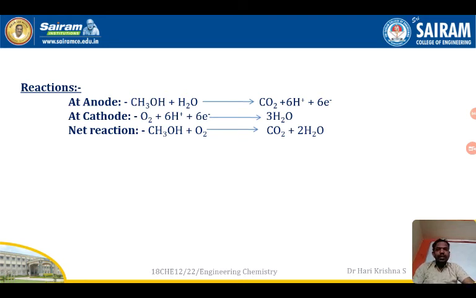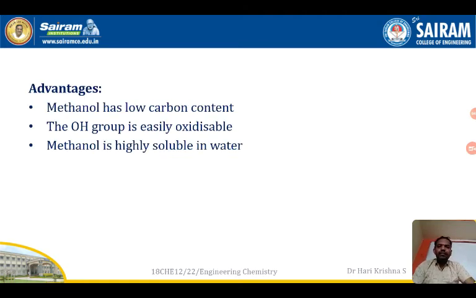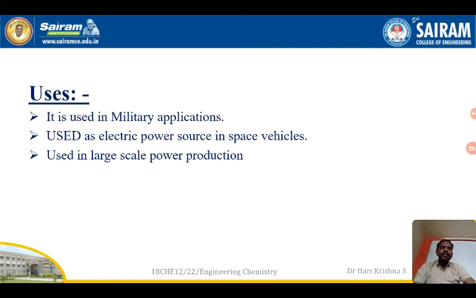Let us see the advantages and disadvantages of the methanol oxygen fuel cell. Methanol has a low carbon content. In alcohols, the OH group is easily oxidizable, and methanol is highly soluble in water. Any alcohol for that matter is easily soluble in water. So what are the uses? It is mainly used in military applications, as a power source in space vehicles, and in large scale power production. These are the major uses of fuel cells.